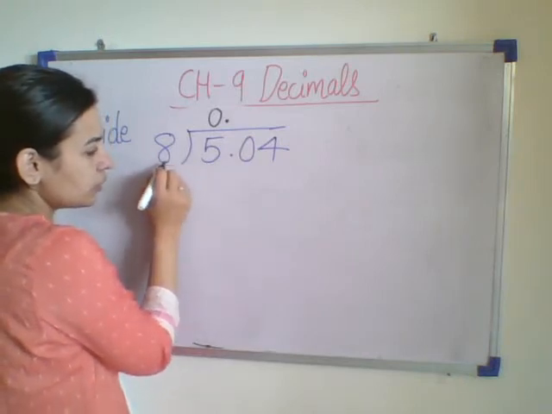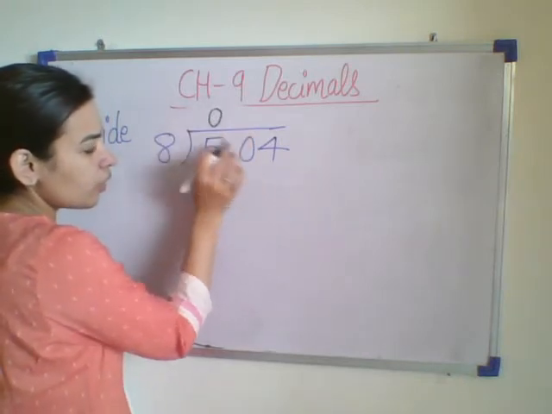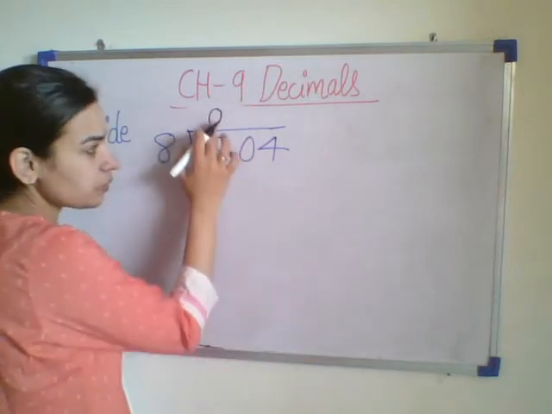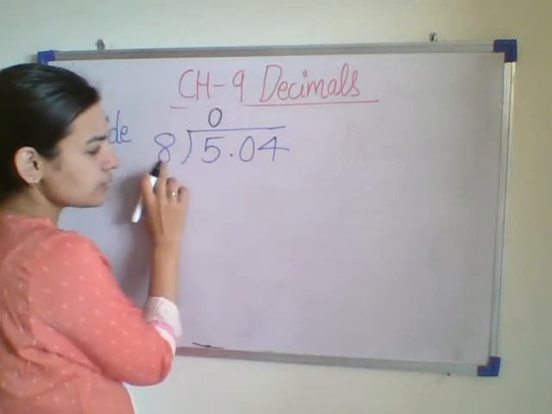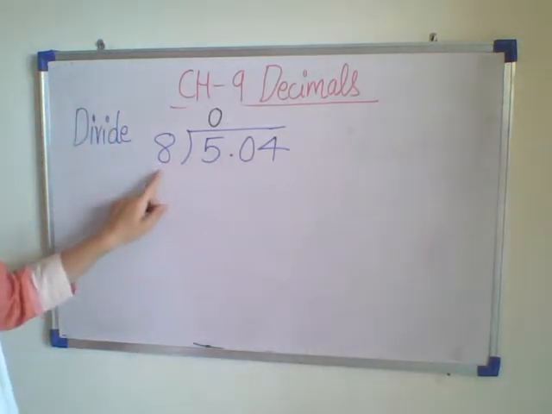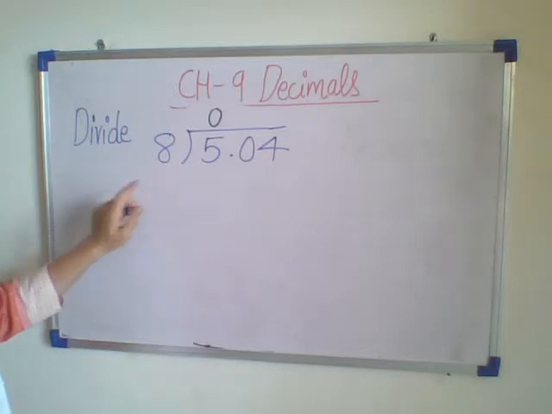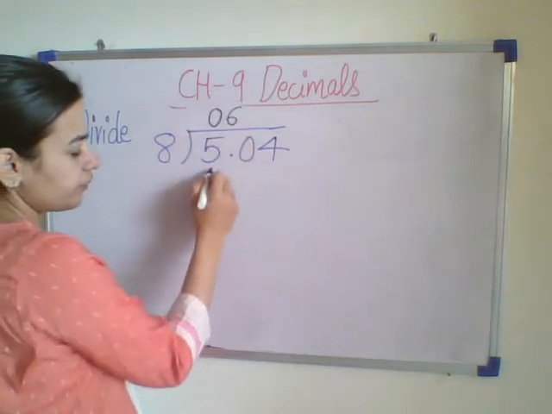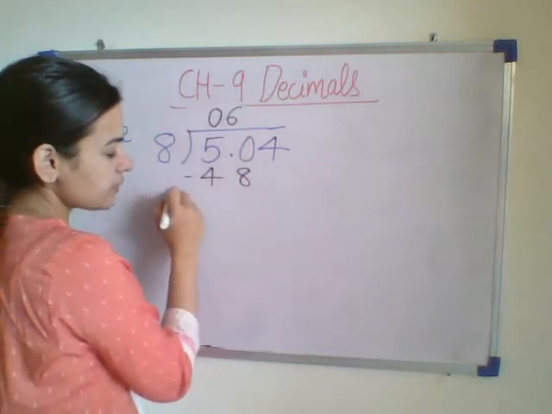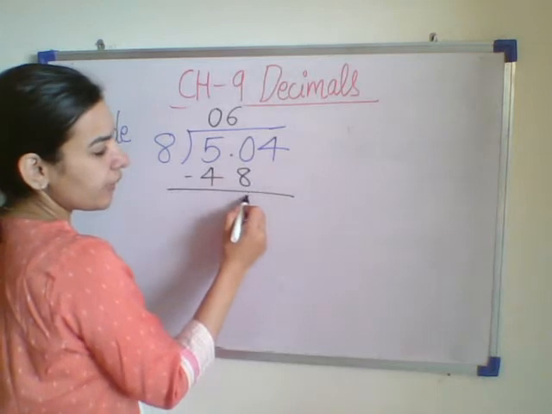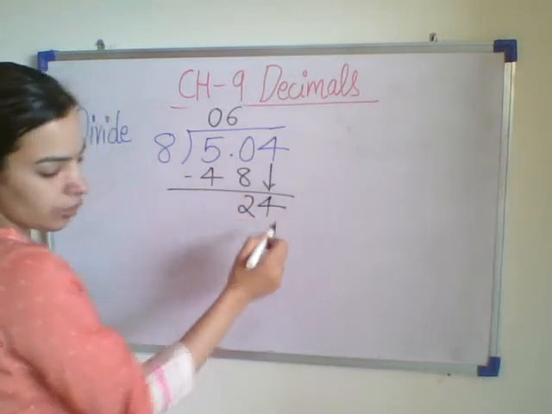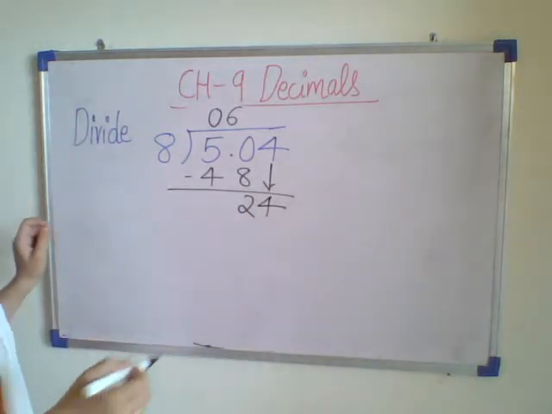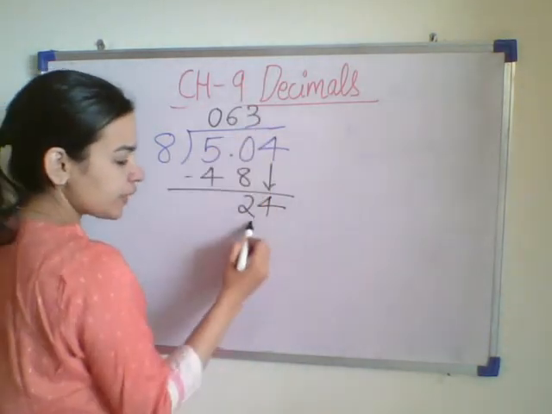Or a decimal we can put later on, just put a 0 as we are dividing normal numbers. Then 50, you have to divide it by 8. So 8 6s are 48. Subtract this, we will get 2. Now carry down this 4. Now 8 3s are 24.